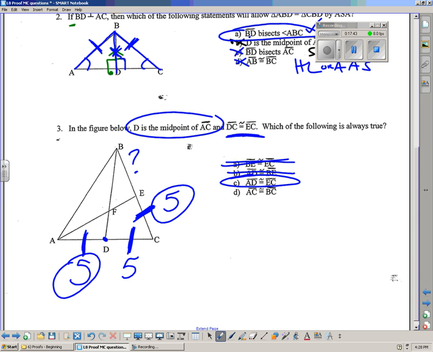That's going to work. AC is congruent to BC. Well, we don't know anything about BE. So even though we know AC, like for example in this case was 10, we don't know anything about BE, so we have no idea what BC is. So our only option that we know is true is choice C.